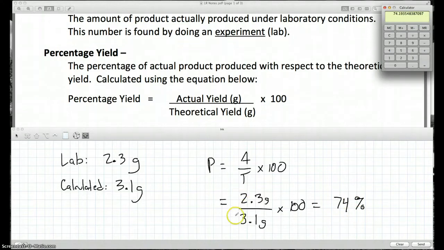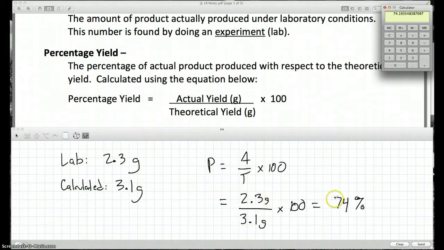One thing: almost always, actual yield is going to be less than theoretical yield. So almost always it's going to be a smaller number on top, bigger number on the bottom. Now, if your lab has a lot of error in it, you might actually get a number that's bigger, but that would have to be kind of a messed up lab. So for our purposes, smaller number on top, bigger number on the bottom, times 100, because you're never going to get 100%.